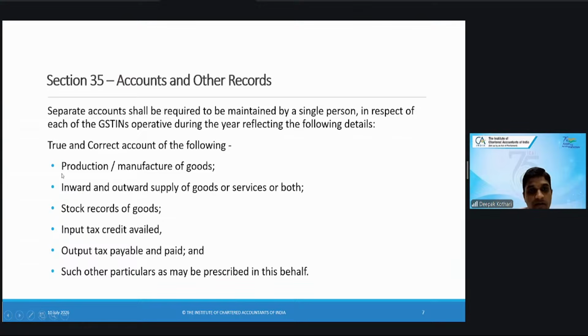Now, each person basically will have to maintain these basic records: production or manufacturing of goods, inward and outward supply, stock records, input tax credit, output tax payable, and such other particulars. That is, this basic information is required to be maintained by everybody. That is, your production of goods, your inward and outward supply of goods or services, the goods coming in and the goods going out, and services coming in and services going out, stock records if you're maintaining goods, input tax credit availed, output tax payable, and what output tax is paid. So basically, your sales and purchases should be intact for everyone.